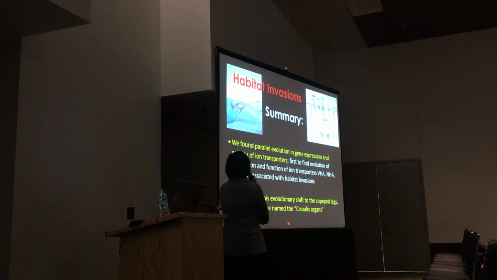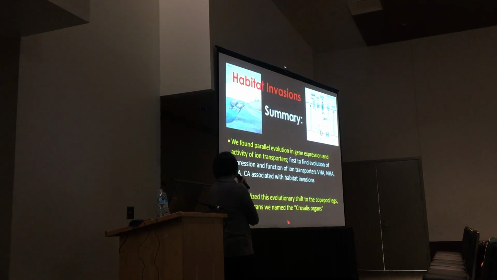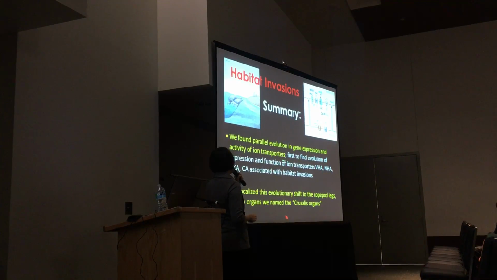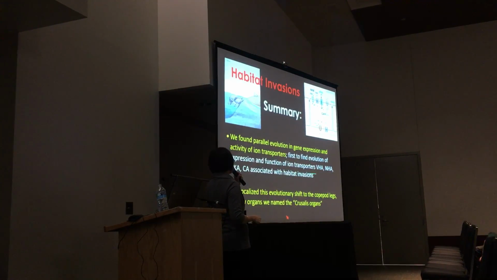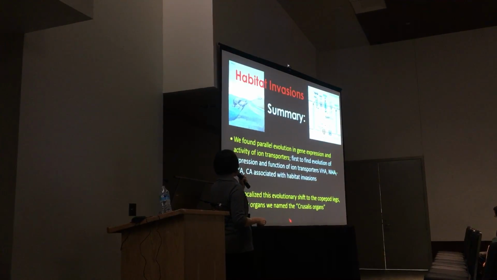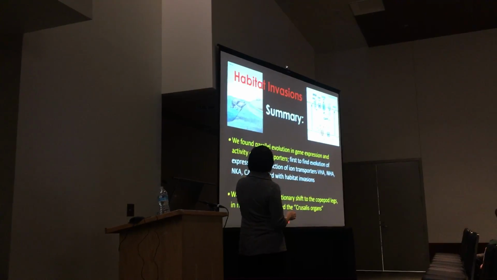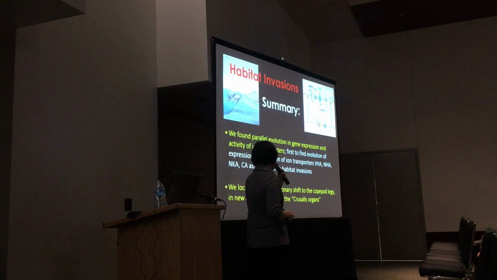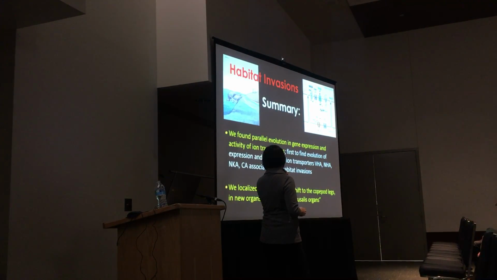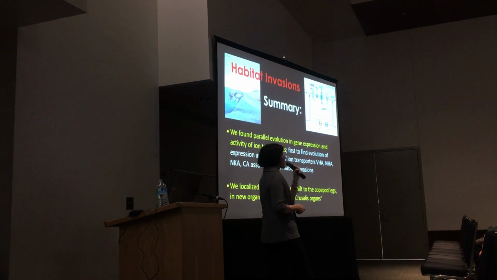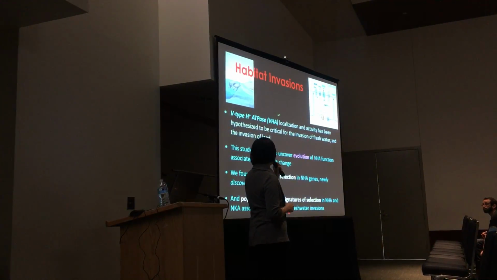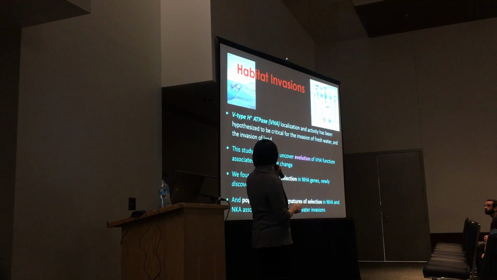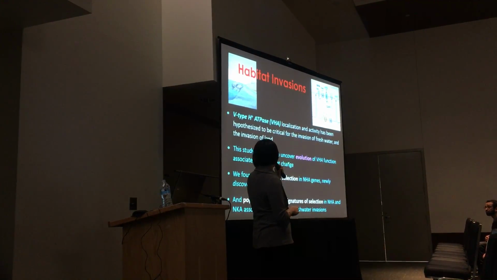So in summary, we found parallel evolution in gene expression and activity of ion transporters, and we were the first to find evolution of expression and function of ion transporters: B-type ATPase, sodium-hydrogen antiporter, sodium-potassium ATPase, and carbonic anhydrase, associated with habitat invasions. We localized this evolutionary shift to the copepod legs, in new organs that we named the chrysalis organs, and we were the first to uncover evolution of B-type ATPase function associated with habitat change.